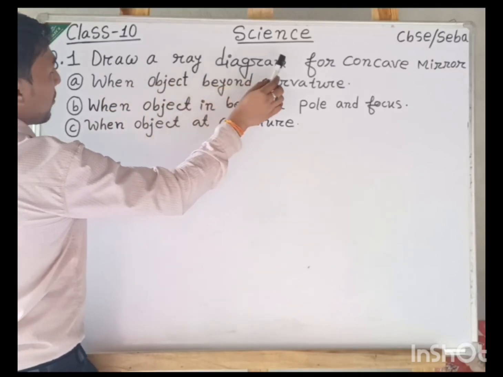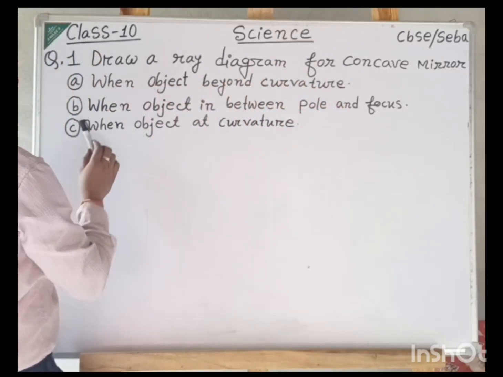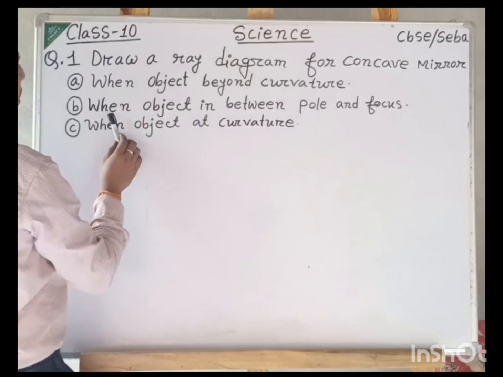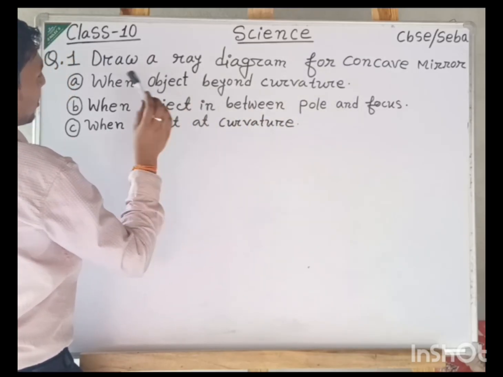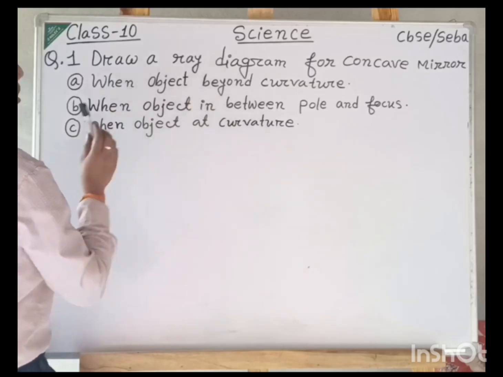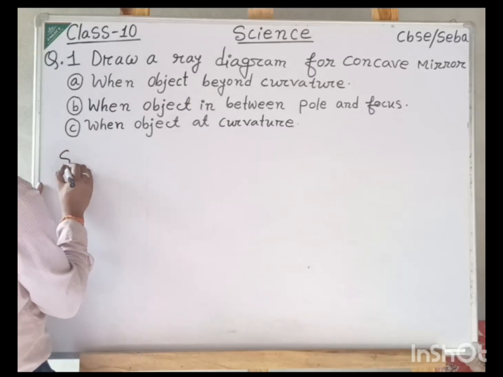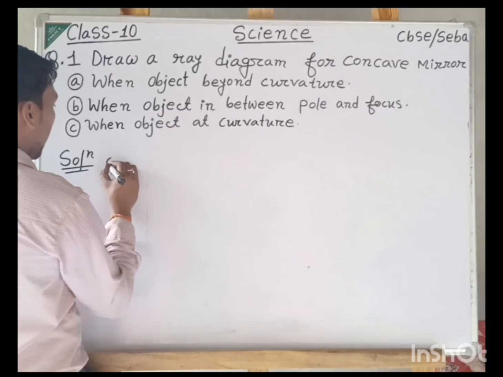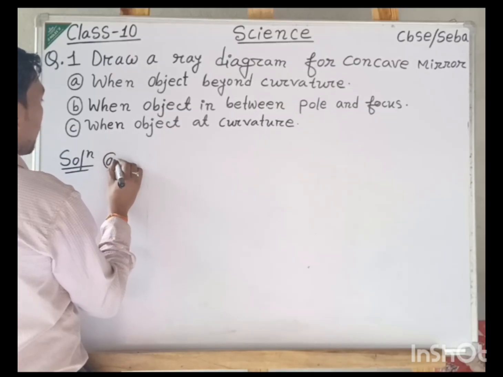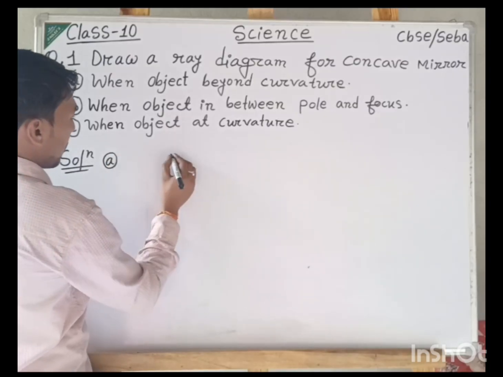Draw a ray diagram for a concave mirror when the object is beyond the curvature, when the object is in between pole and focus, and when the object is at the curvature. So this is the position of the object. First, I'll draw a ray diagram for A, when the object is placed beyond the curvature.